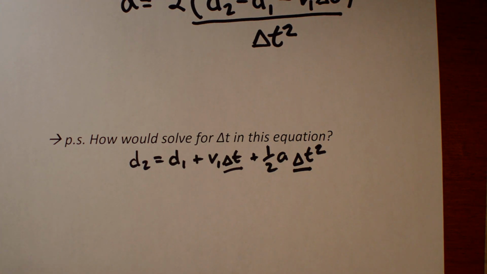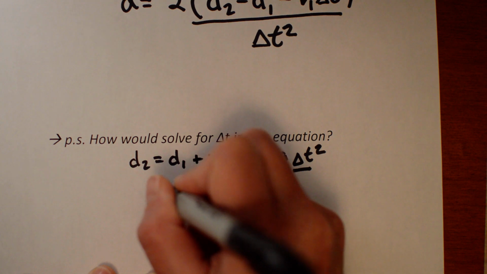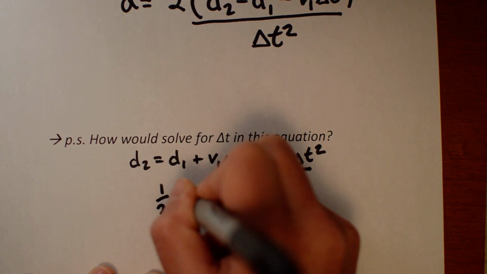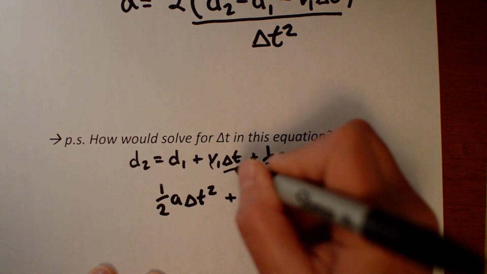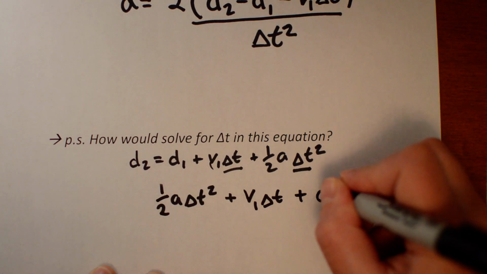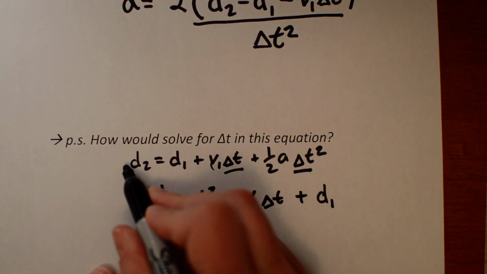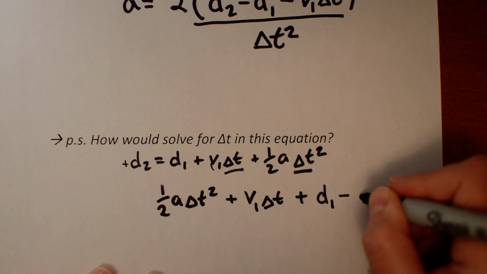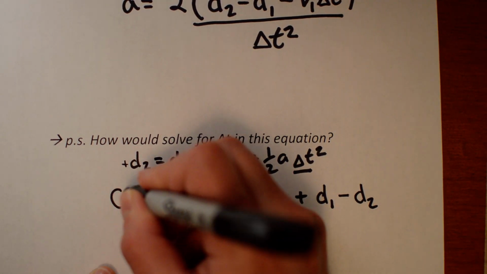But just to give you a heads up for how it will work, you're going to rewrite it as a quadratic. So I would put the squared term first, so that's my 1/2 a delta t squared, that one goes first. Then the single delta t term, so it's the v1 delta t, and then the constant at the end, so that's the d1, and actually part of that constant is the d2. I have to move it to the other side, so he's being added here, so I'll subtract him on this side, minus the d2.